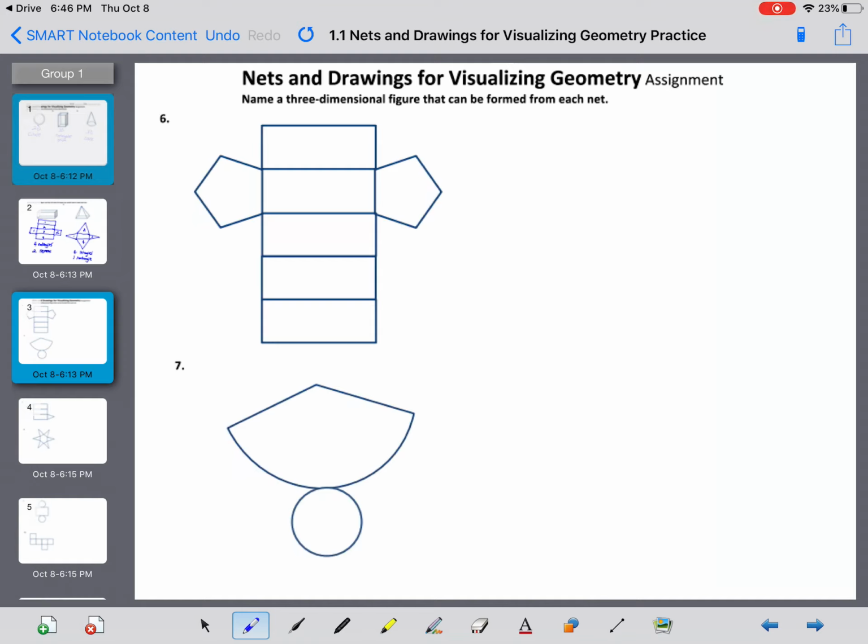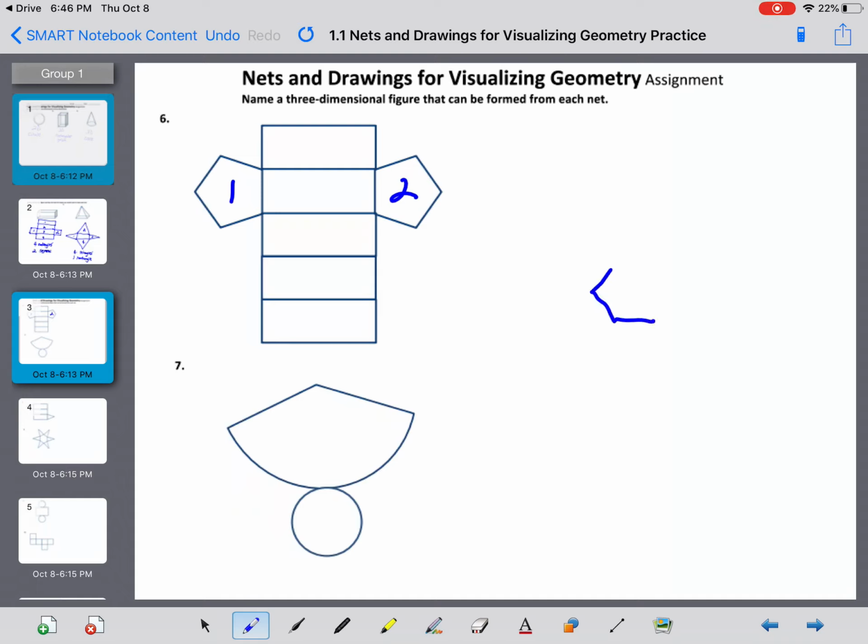Okay, the next part. It says, name a three-dimensional figure that can be formed from each net. Well, this is a little on the trickier side, okay? We can see that we have 1, 2, 3, 4, 5 different rectangles here. And we also have 2 pentagons or 5-sided figures.